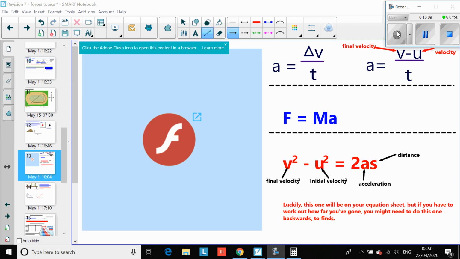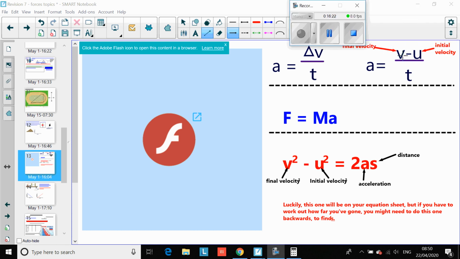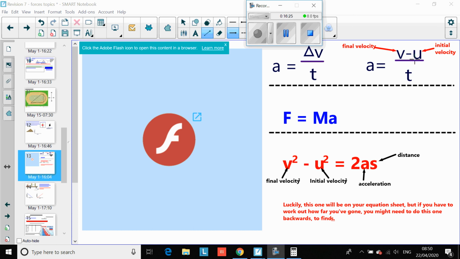Okay, three equations which are needed for acceleration. Acceleration can be calculated by change in velocity divided by time. That can be written out in two ways: final velocity minus initial velocity over time. Change in velocity is just your final minus your initial, okay? The other way you can calculate acceleration is force, mass, acceleration, which you can triangle up. So force divided by mass will equal acceleration. You can simply rearrange this equation.